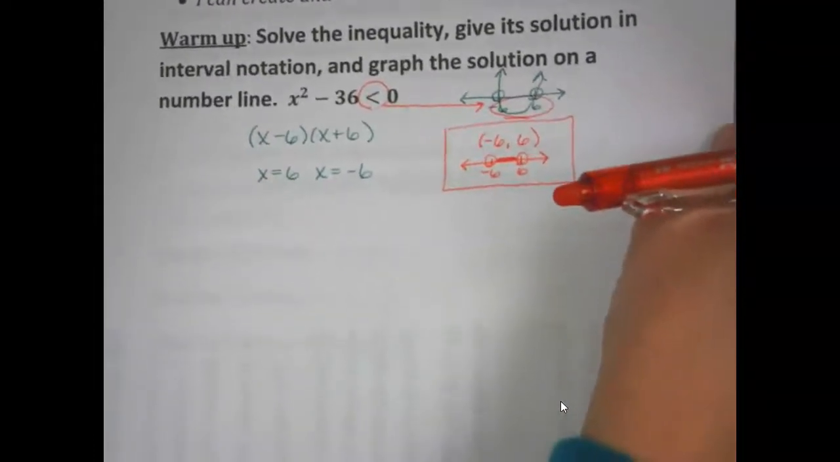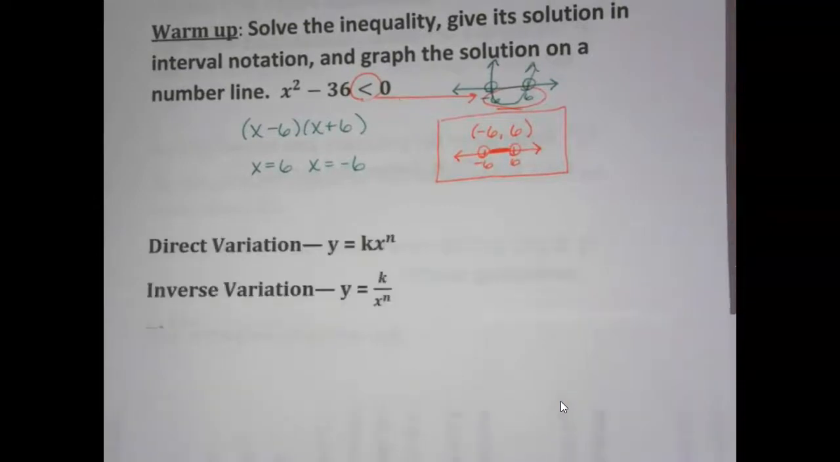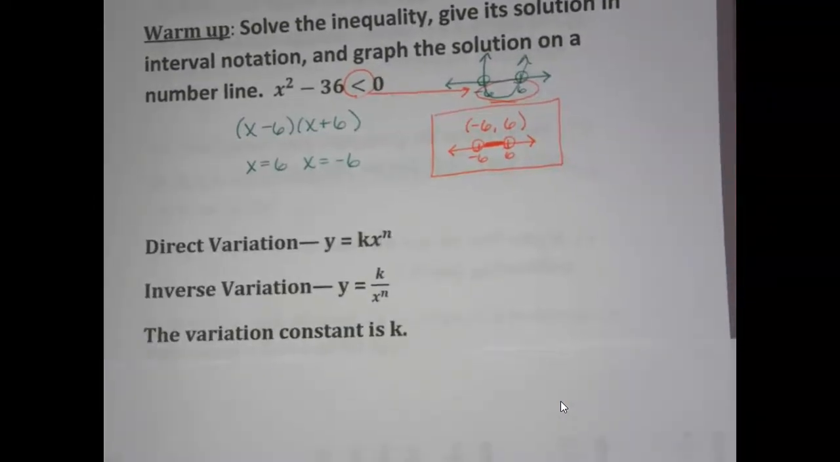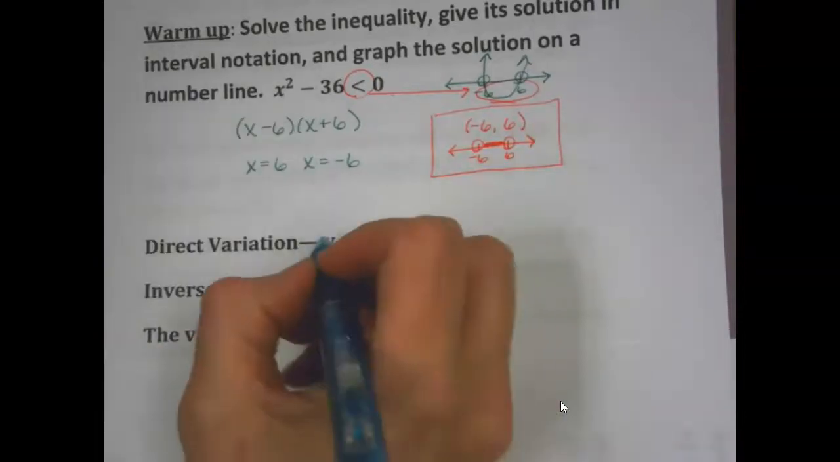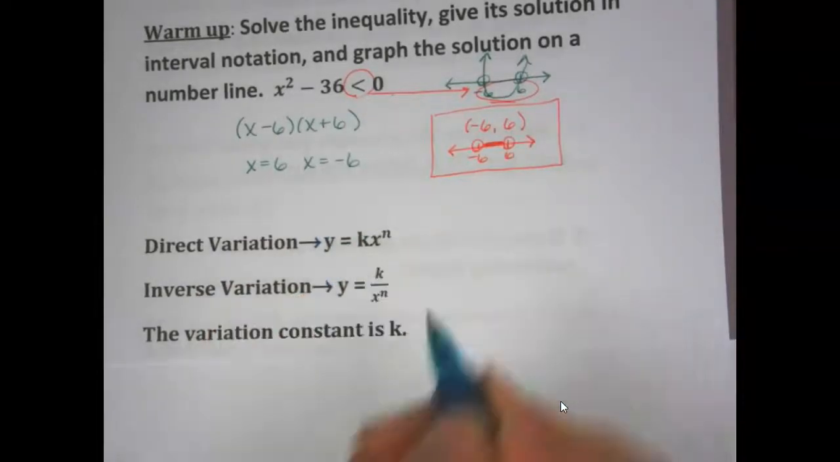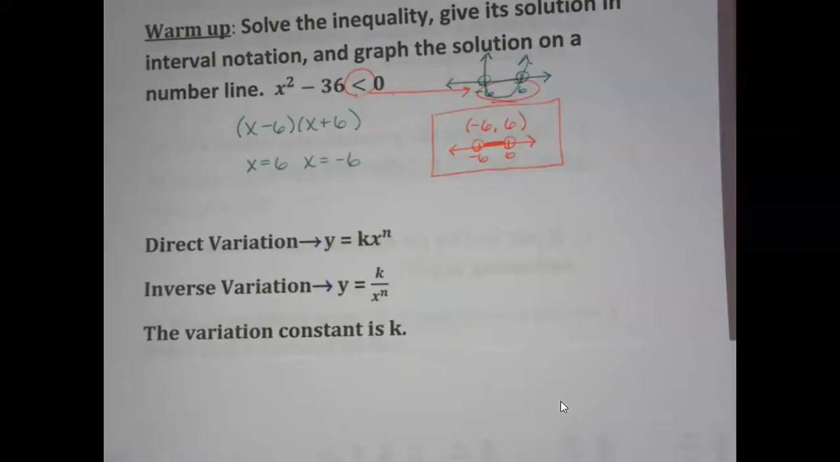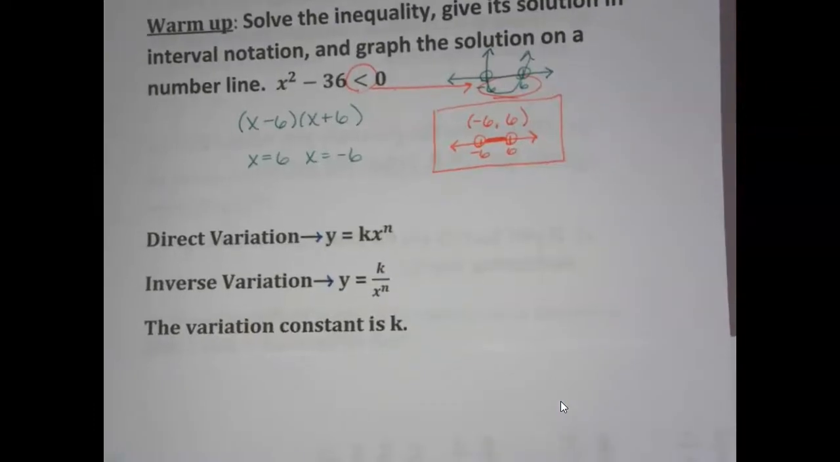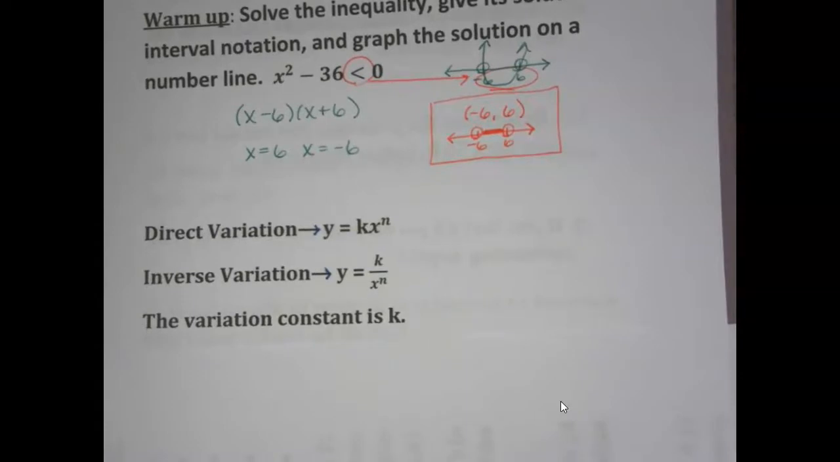Okay, so let's talk about variations. So we have two different types of variation equations. Direct variation is y equals kx to the n. And inverse variation is y equals k divided by x to the n. And the k value in both of those is called the variation constant. So go ahead and pause, make sure you get that written down, and then come back and join us for our first example.